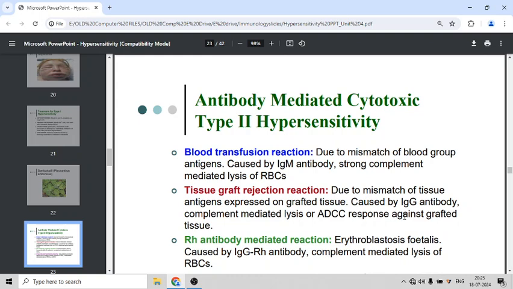IgM is an innate antibody, and it will be produced immediately in large quantities, and it results in destruction of not only the transfused blood, but the blood of the host also. The reason being, IgM is a pentameric antibody against the blood group antigens, the ABO blood group antigens, which can immediately trigger complement mediated lysis. The complement mediated lysis triggered by the IgM on complexing with the antigen would result in lysis of the RBCs.